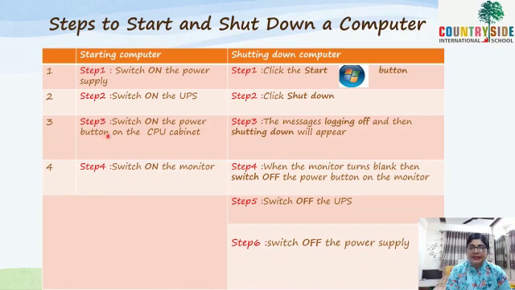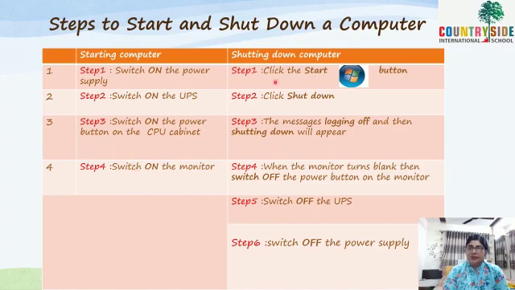The next step is switch on the power button on the CPU cabinet. On every CPU cabinet, you must have seen a power button. So step 3 is to turn it on. Step 4 is switch on the monitor. You have to turn on the button of your monitor, and then your system is started and it is ready to work on.